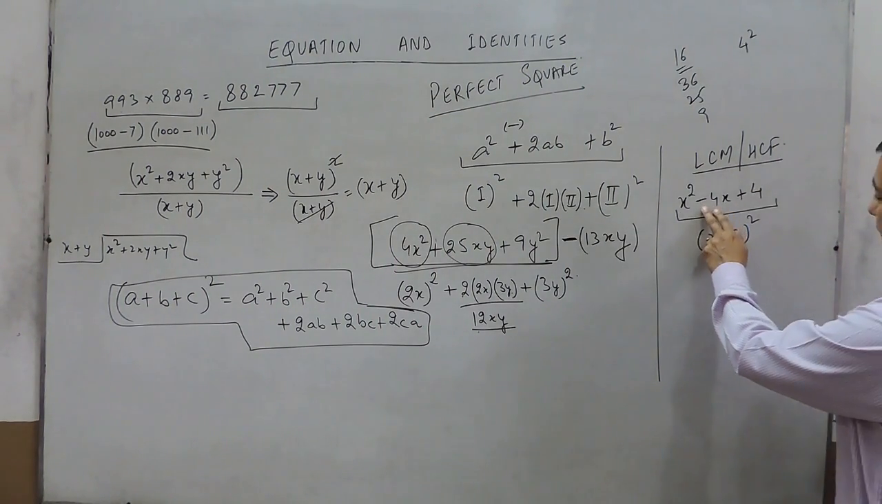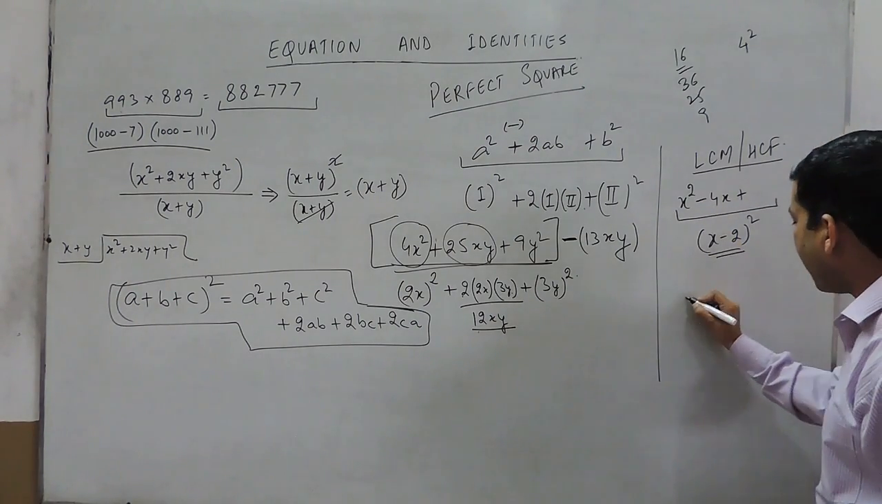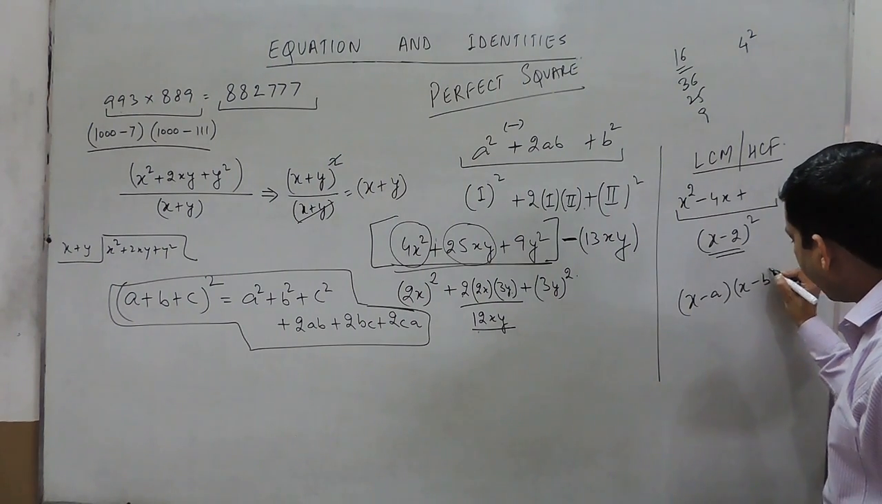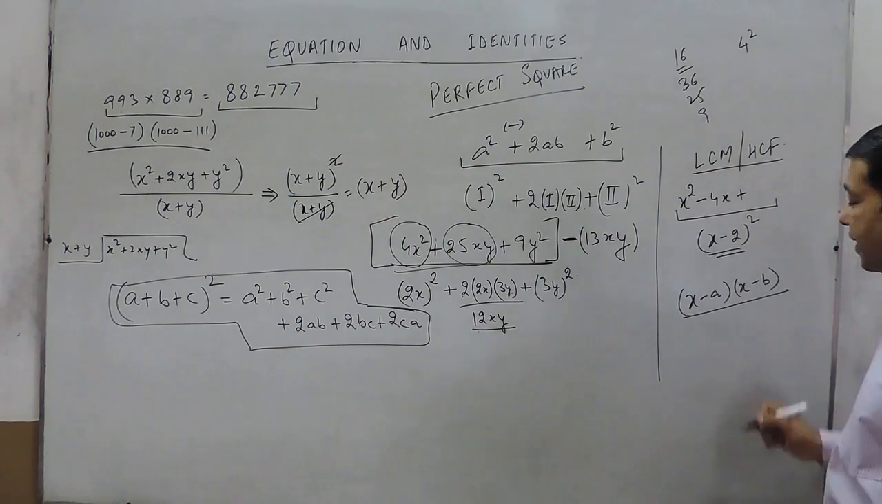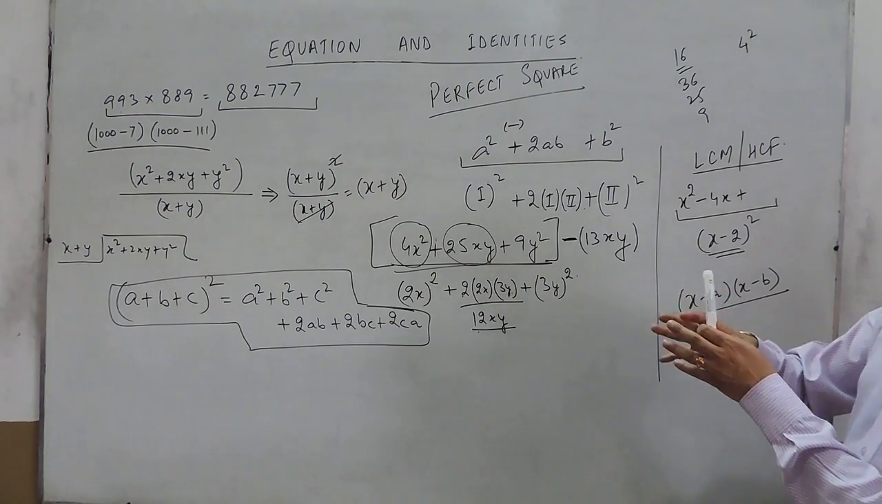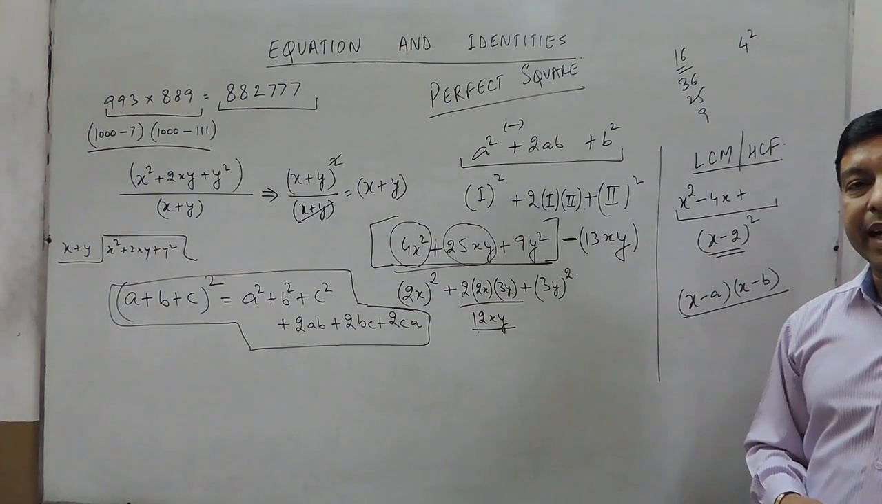But if instead of 4 there is some other term, it may be a possibility that we put them as factors of x minus a and x minus b instead of x minus a whole square. So this is how we use the identities for the further solution of algebraic expressions.